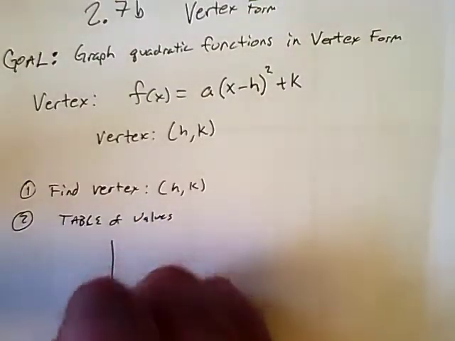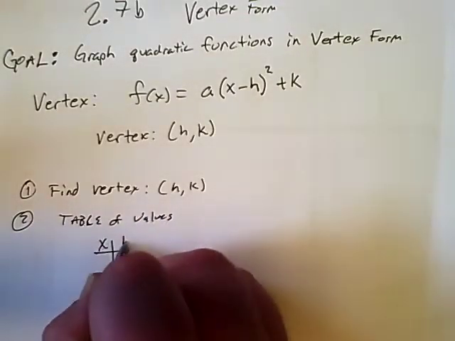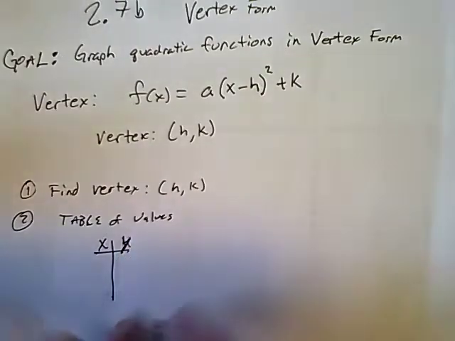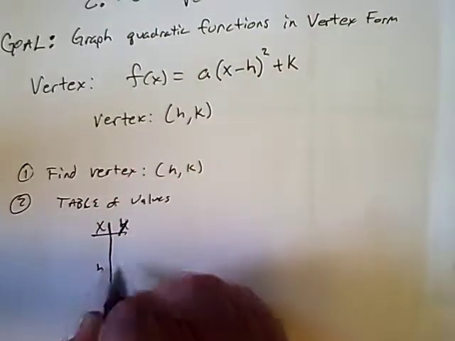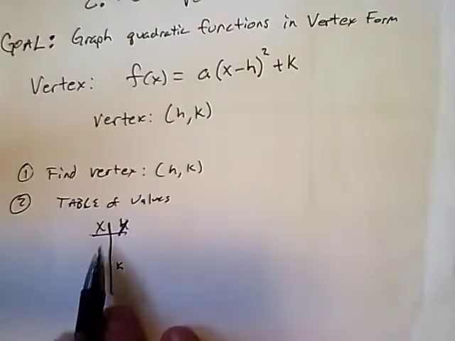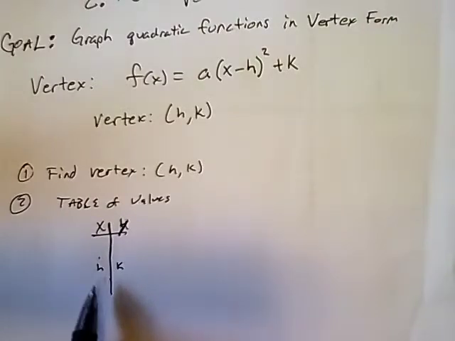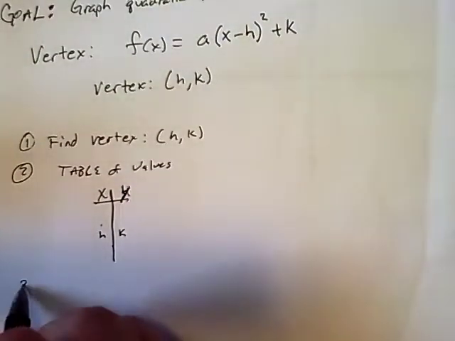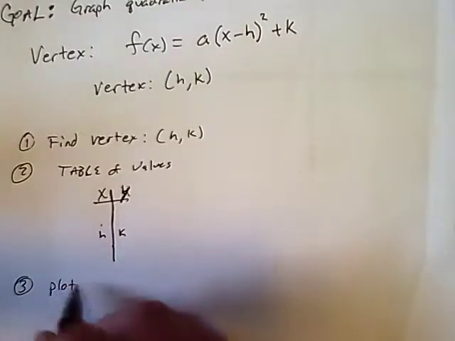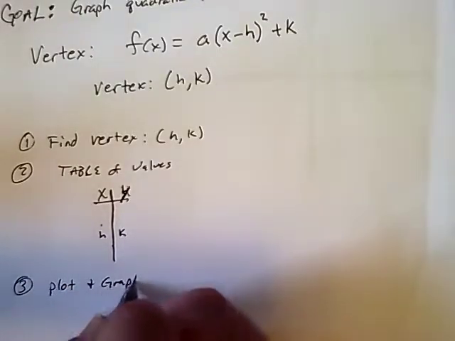But that table of values, again, I want to put x and y. We say one thing, write another, am I right? All right, so down here we get our h and our k, and we're going to go 2 to the left and 2 to the right of h, whatever the vertex is. And for step 3, we are going to plot and graph.